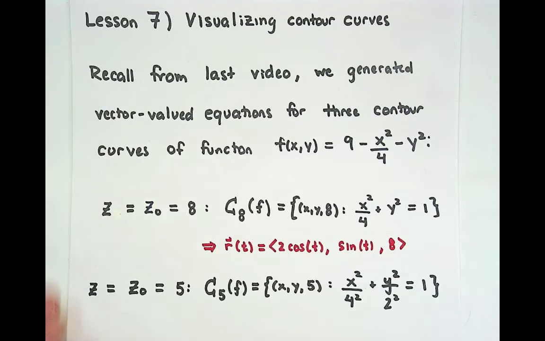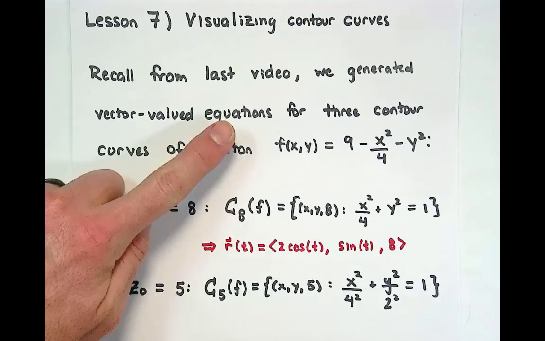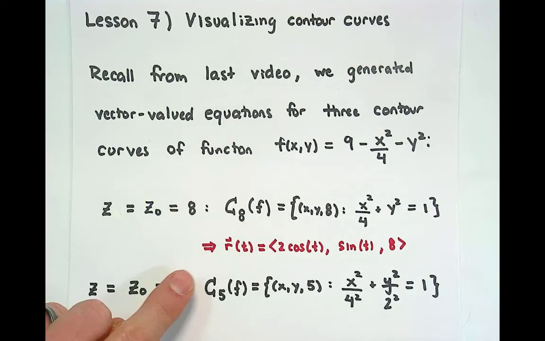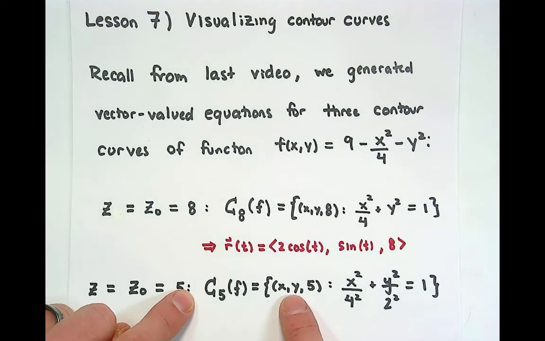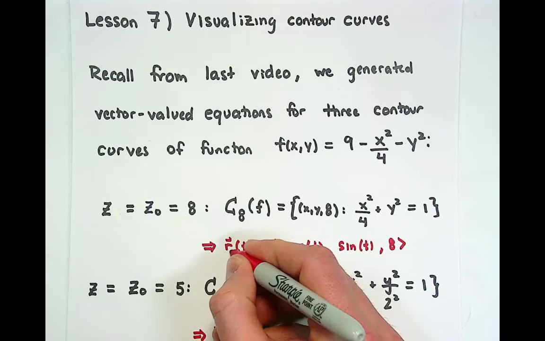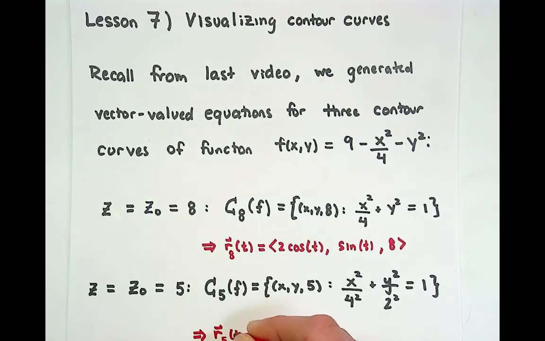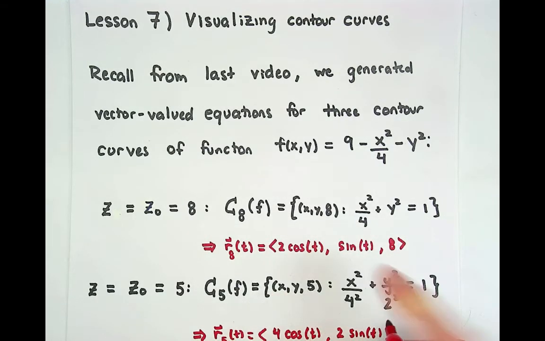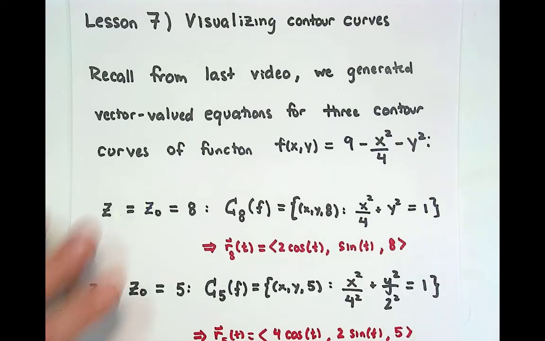We would do the same thing here when we looked at the constant plane z equal to 5 and intersected that with the surface. We got a contour curve that was defined by an ordered triplet where the x and y coordinates were given by this ellipse. Of course, we see in this ellipse that the x semi-axis has length 4. So this would be equal to 4 times the cosine of t, here we would have 2 times the sine of t, and then we would need a z component, which is just the height, which we said was 5.